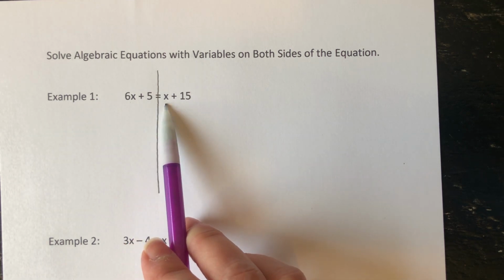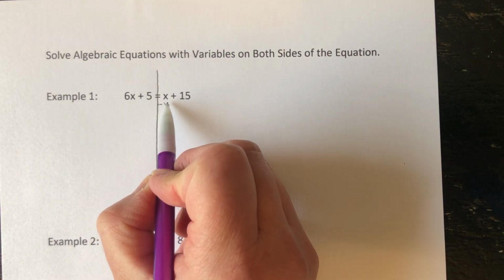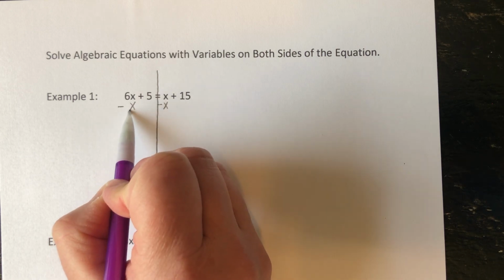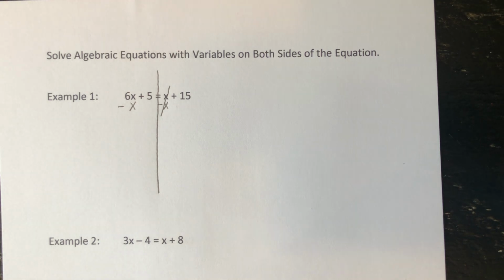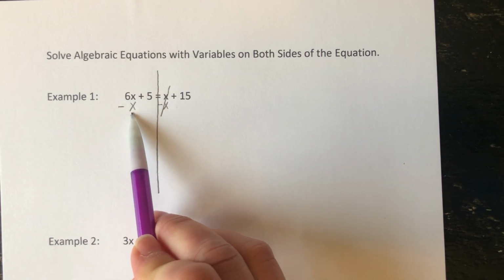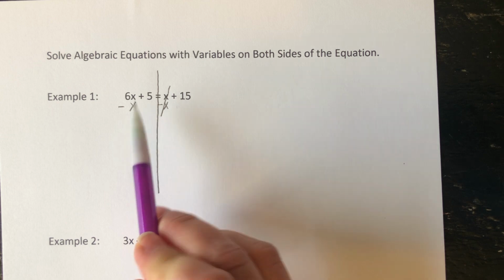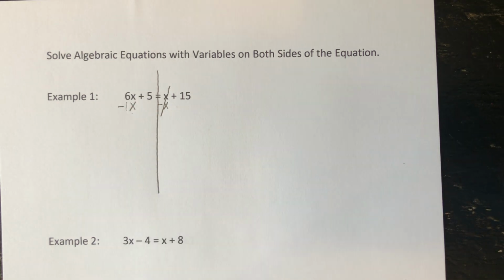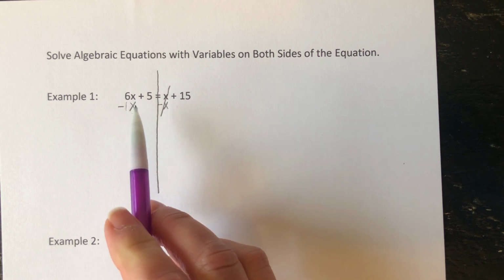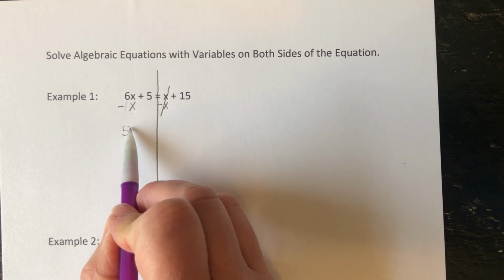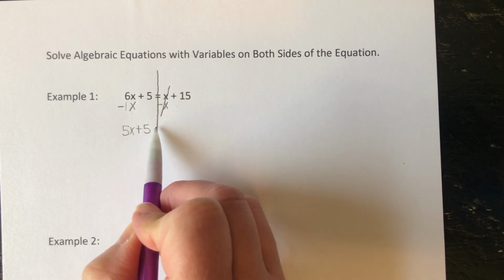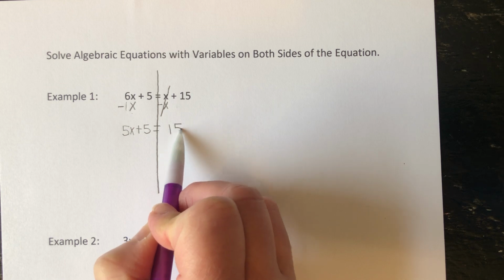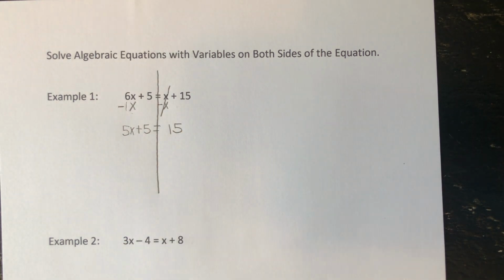Since this is just a positive x, we can subtract it on both sides. So if I subtract x on both sides, the x's on the right side will cancel. I'm left with 6x minus x. And remember, when it's just an x by itself, really it's 1x. So 6x minus 1x is 5x. So I'm left with 5x plus 5 equals 15. Now I have a two-step equation.